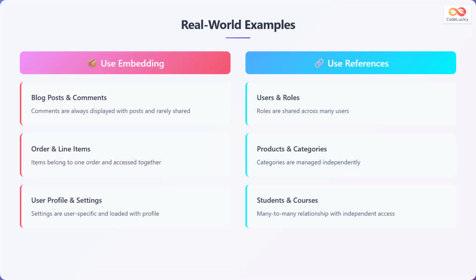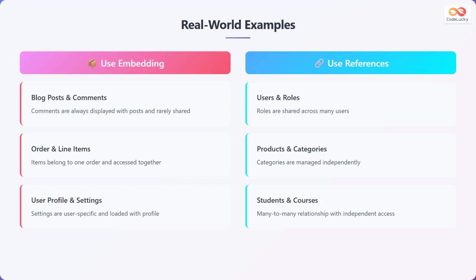Let's explore some real-world examples. For embedding, consider blog posts and comments, where comments are always displayed with the posts and are rarely shared. Another example is an order and line items, where items belong to one order and are typically accessed together. Finally, a user profile and settings, where settings are user-specific and loaded with the profile, is a good use case for embedding.